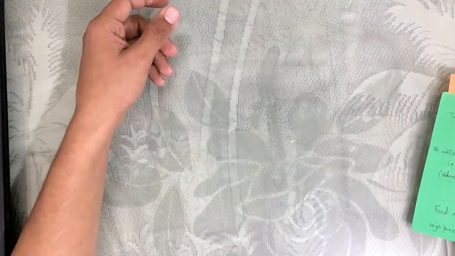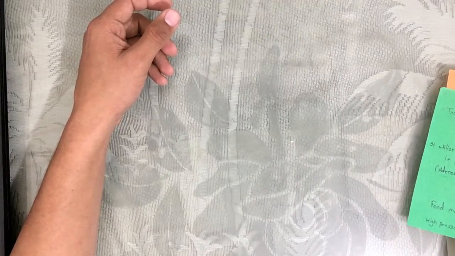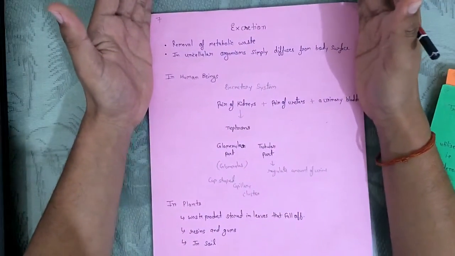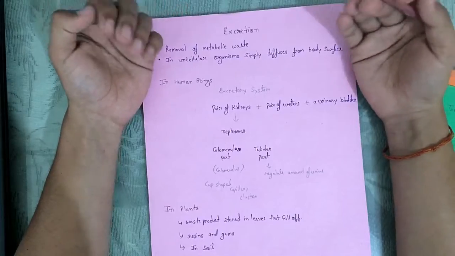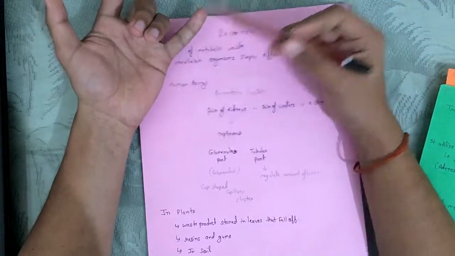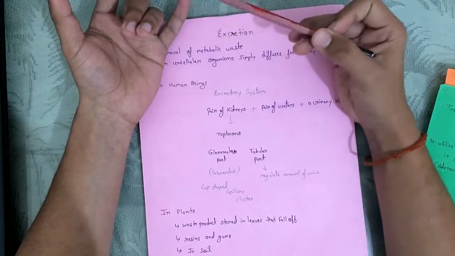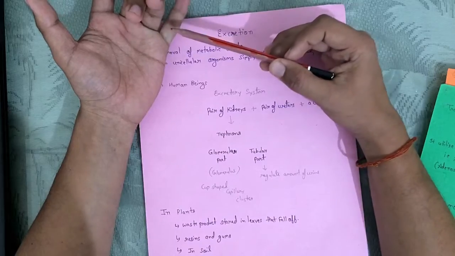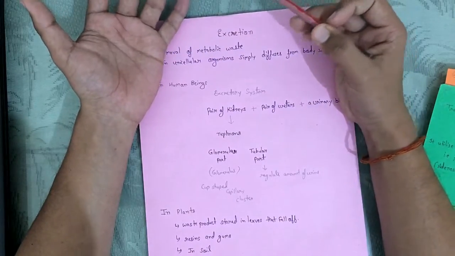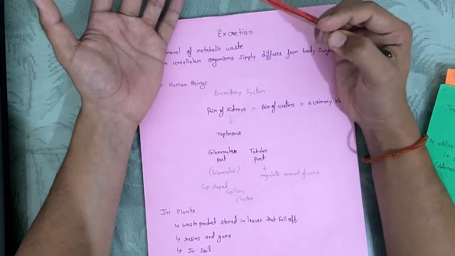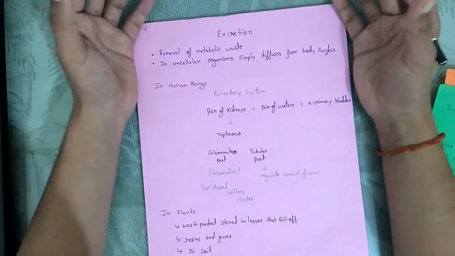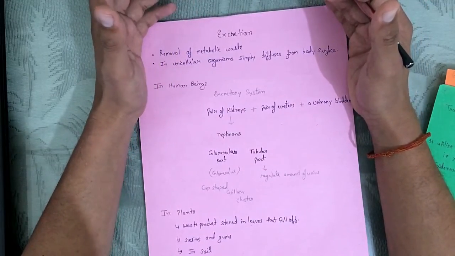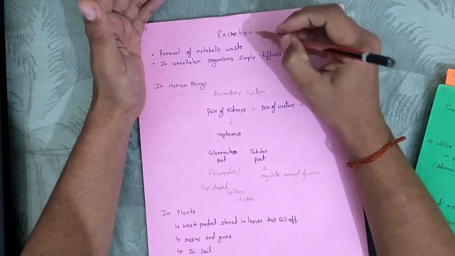Now the last and most important process is excretion. Excretion is the process, like we have taken the food, that was nutrition, then we did respiration, breaking down of that food with the help of oxygen, then we did transportation, where that broken food is transported to all body parts. Now the last one is excretion. The waste which was produced, metabolic waste or anything harmful present in the body, is removed with the help of the process called excretion.